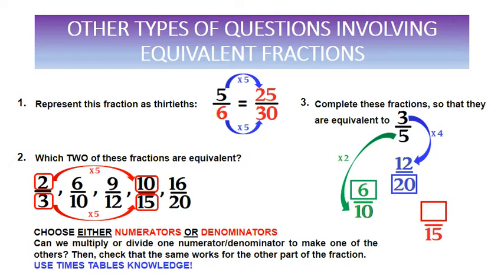And then the final one, I've got 15. So again, I've got the denominator information. So what have I done to the 5 of the 3/5 to change it into 15? I've multiplied it by 3. So then if I take the 3, the numerator from the 3/5, and multiply that 3 by 3, that gives me the missing numerator, and that's the answer.